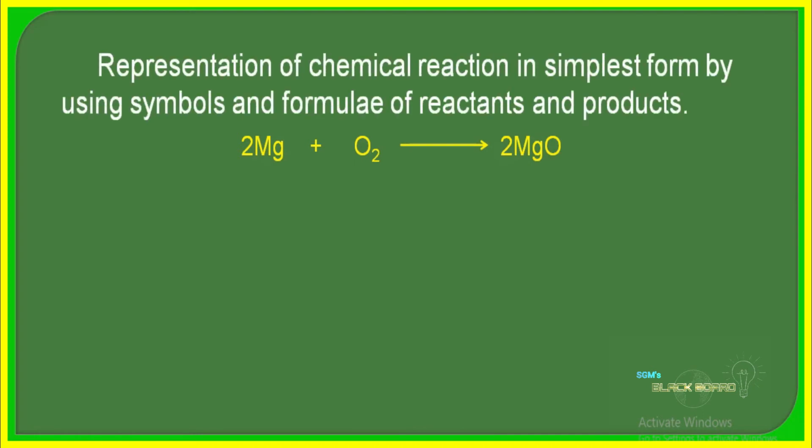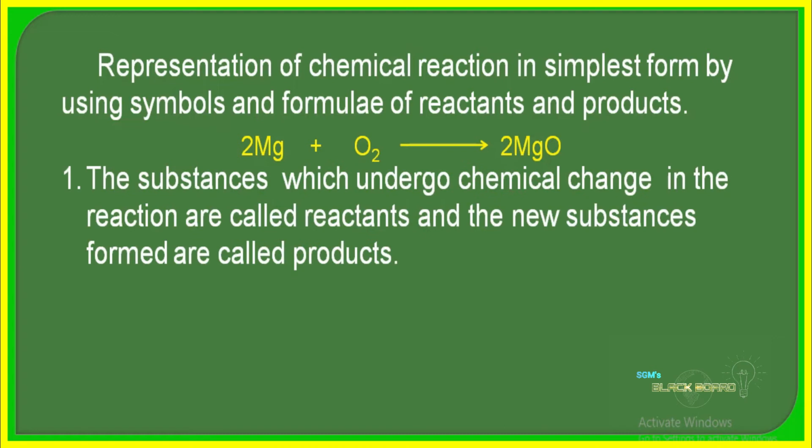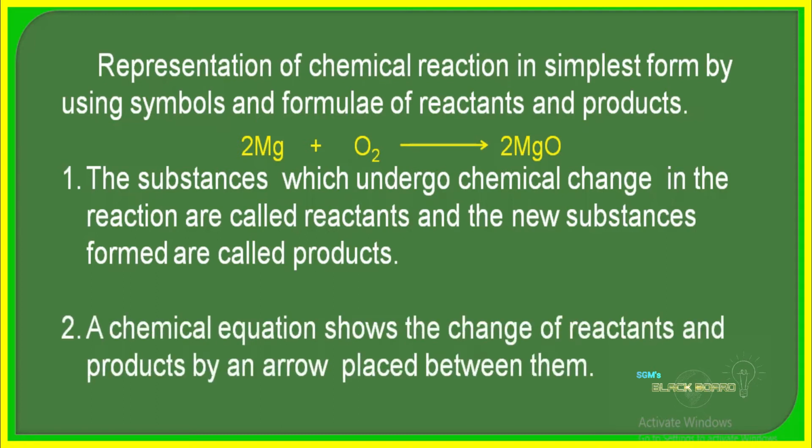That means our representation of a chemical reaction in simplest form by using symbols and formulae of reactants and products is said to be a chemical equation. Here, the substances which undergo chemical change in the reaction are called reactants, and the new substances formed are called products. A chemical equation shows the change of reactants into products by an arrow placed between them.